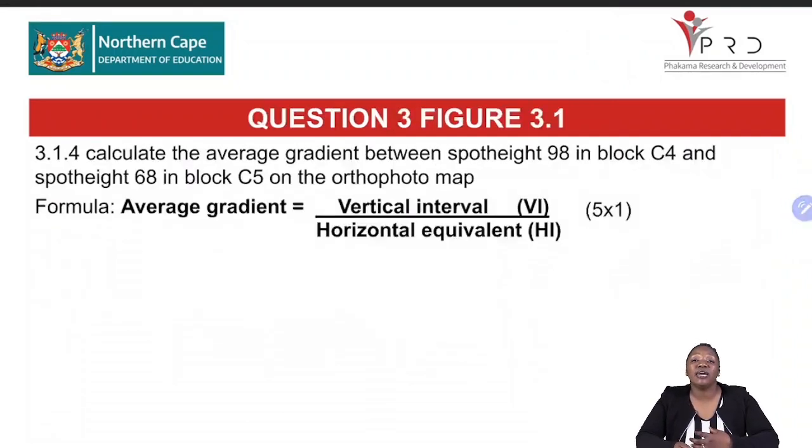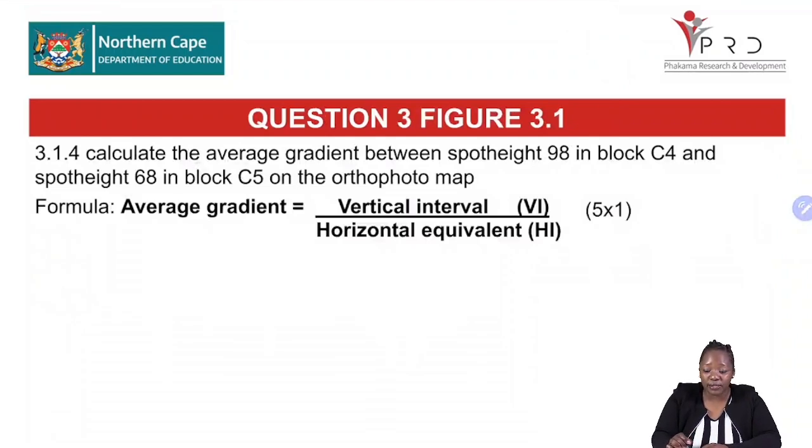Our next question is a calculation. Remember your figure 3.1, you will get the map skills and then you'll get the map calculation. It says calculate the average gradient between the spot height 98. Remember the symbol for the spot height is a dot, in block C4, and the spot height 68 in block C5 on the orthophoto map.